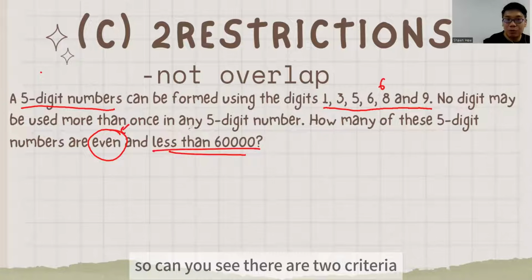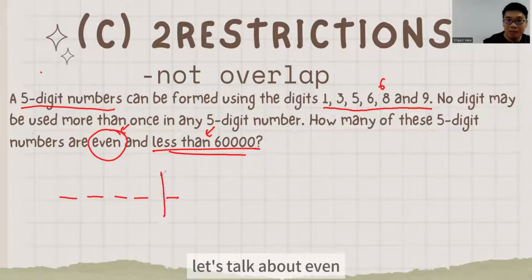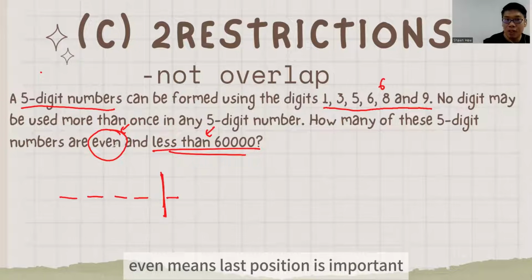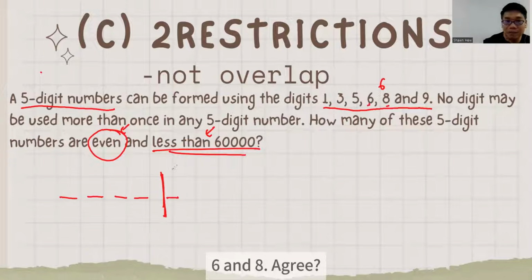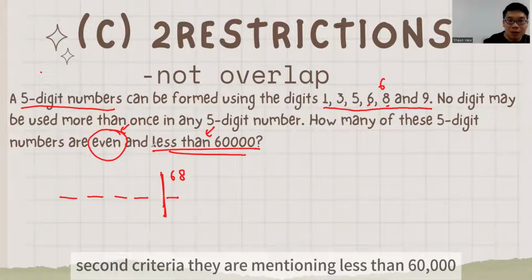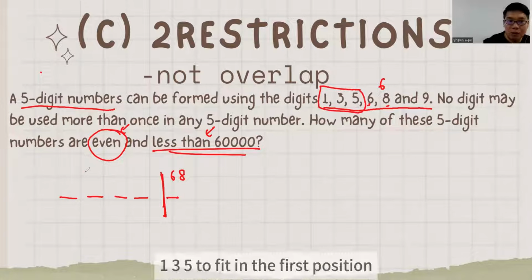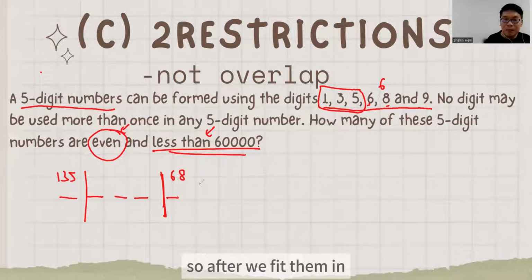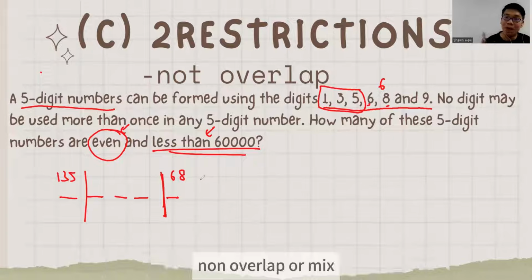Can you see there are 2 criteria, 2 restrictions here? Let's talk about even. For even, the last position is important. The last position we can only choose from 6 and 8. Agree or not? 6 and 8. Other numbers form odd. The second criterion they are mentioning is less than 60,000. So for less than 60,000, we can only choose 1, 3, 5 to fit in the first position. After we fit them in, we go and check whether it's overlap, non-overlap, or mixed.